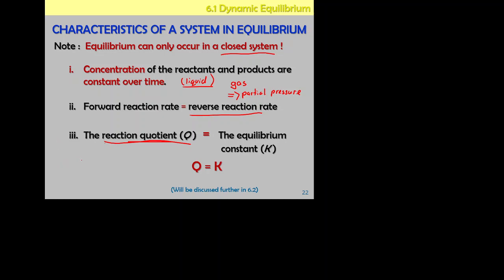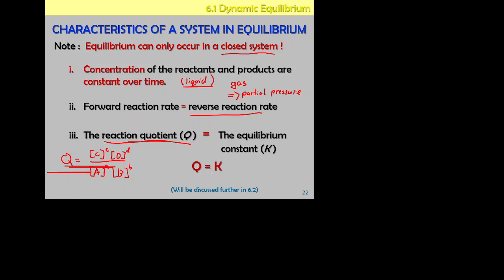I feel like I've been speaking Mandarin. Okay, so this Q is found the same way as we find K, which is the products, C squared and D, over the reactants A and B. But the reaction quotient Q uses concentrations that are not at equilibrium.